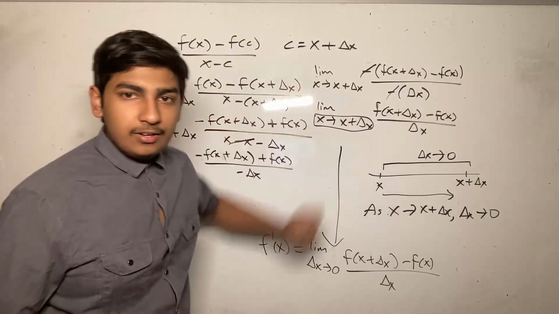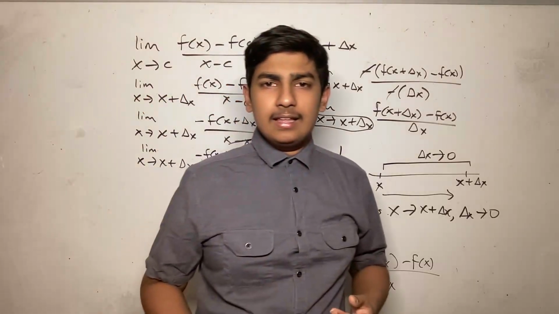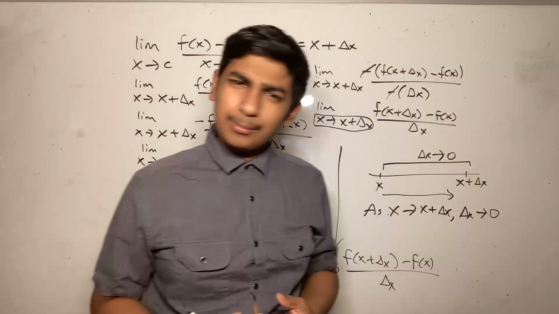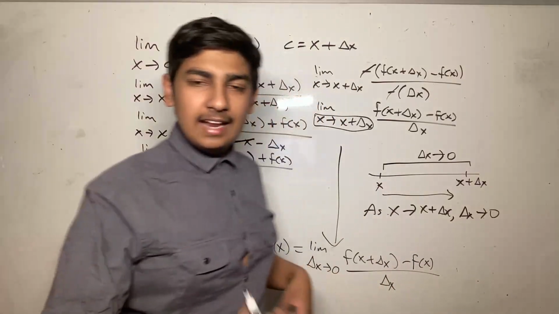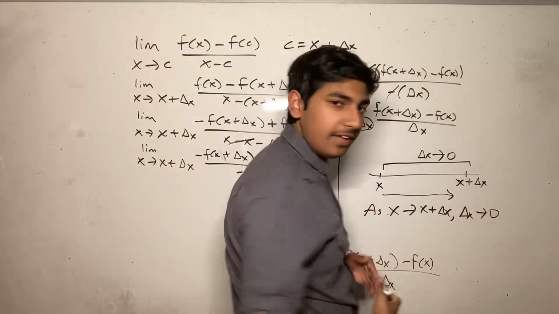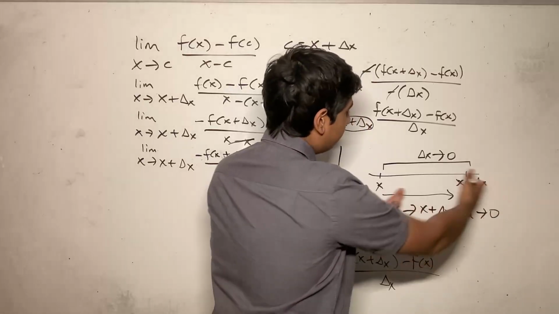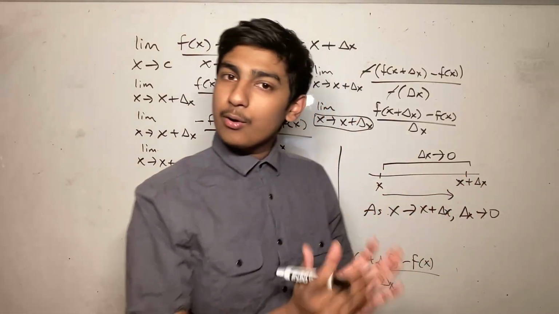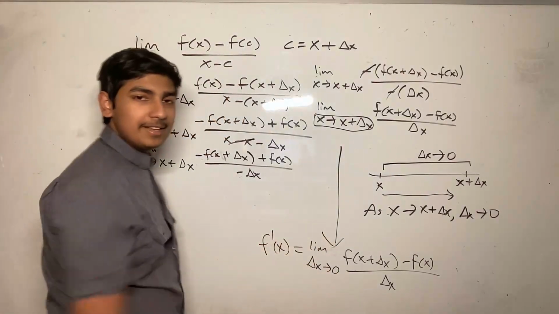And then I'm like, hey, now I have x approaches x plus delta x, and I'm like, wait a minute. Let me sketch that out, because that doesn't even make sense. Why is x approaching x plus delta x? What does that even mean? So I sketched it out. As x approaches x plus delta x, that means it's getting closer. And since delta x is the distance between them, that distance is getting smaller and smaller, approaching 0. And hey, we have the limit definition from that.